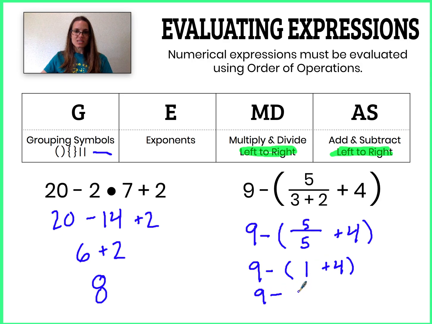I can write that in parentheses if I want. I don't have to. So 9 minus 5. One single operation left, which I evaluate. 9 minus 5 is 4. And 4 is my final answer, my final evaluated expression. 9 minus parentheses 5 divided by 3 plus 2 plus 4 is 4.